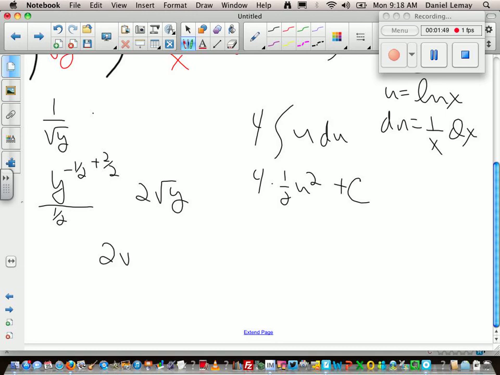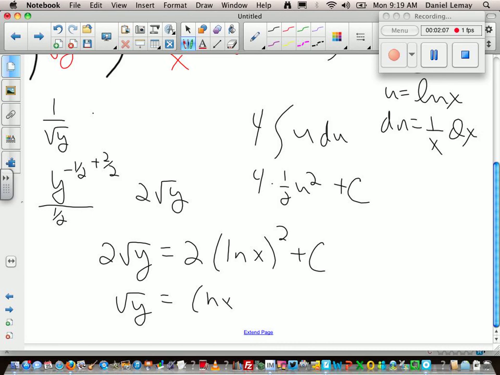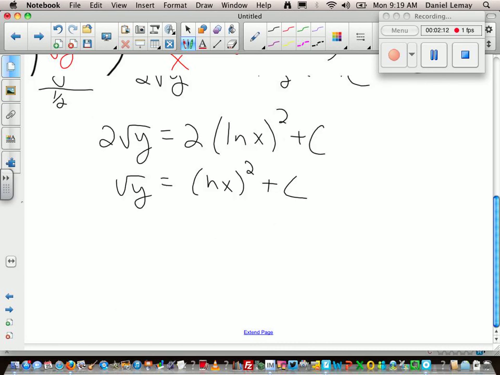I'm going to get 2 times the square root of y equals 4 times 1/2 is 2. I know that u was ln x plus some constant. I guess I could divide everything by 2. And c divided by 2 is still some constant, right? And I could square both sides.